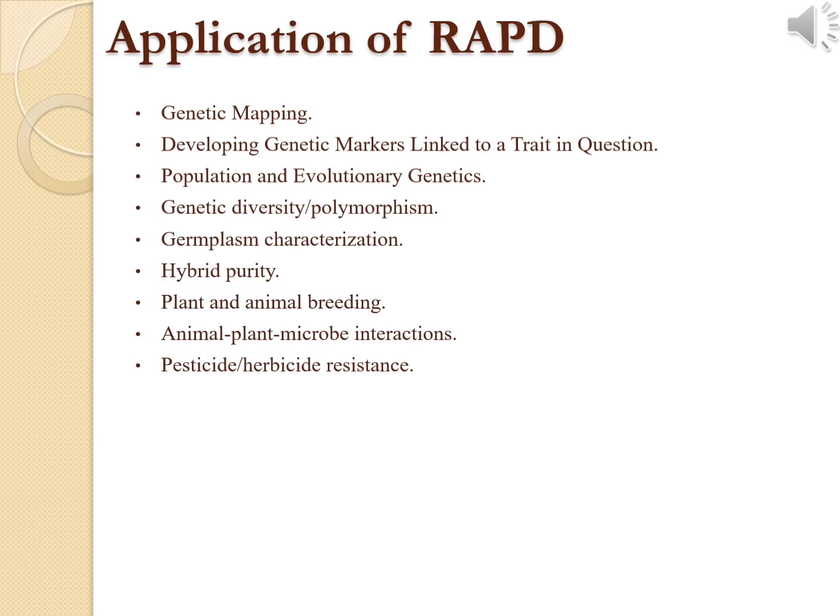such as resistance traits against pathogens in many crop plants, for example barley, maize, pea, rice, potato, tomato, wheat, etc. It is also used in population and evolutionary genetics. It can also be used while studying genetic diversity and polymorphism.